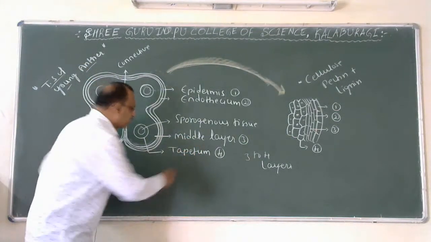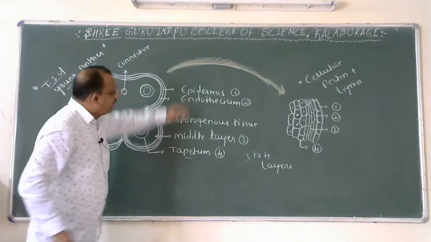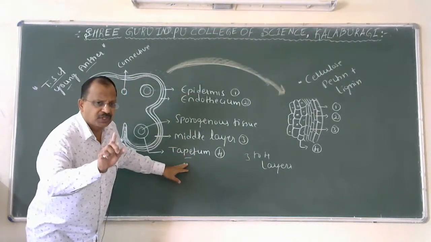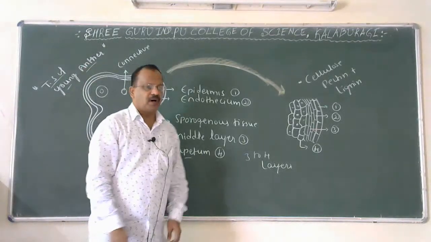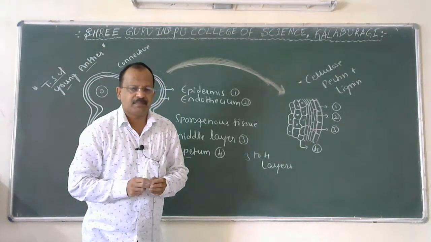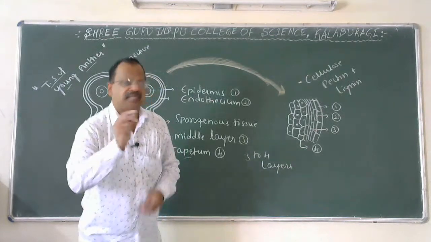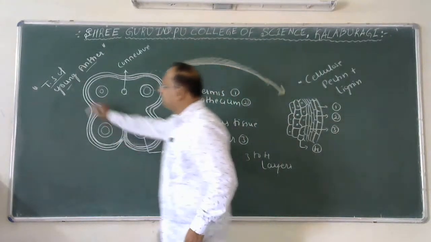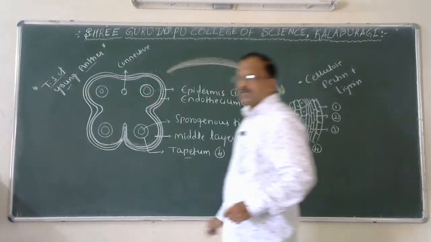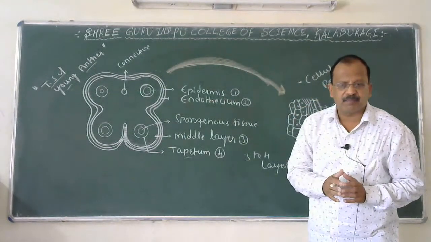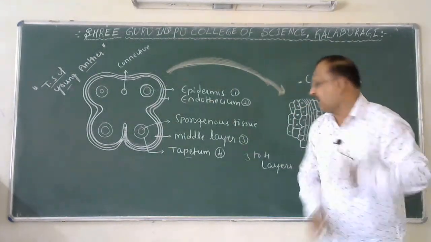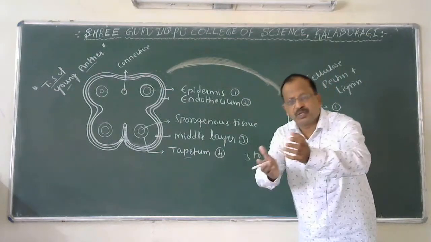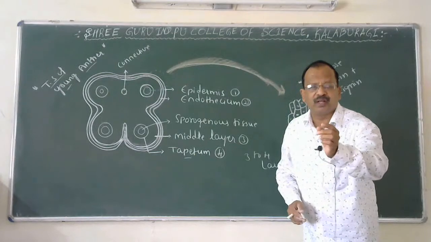Inner to middle layer, tapetum is present. Epidermis is the outermost layer, tapetum is the innermost layer of the wall of young anther. It is composed of dense cytoplasm with one or more nuclei. Tapetum is a nutritive tissue. It will supply the nutrients to the developing pollen grains.